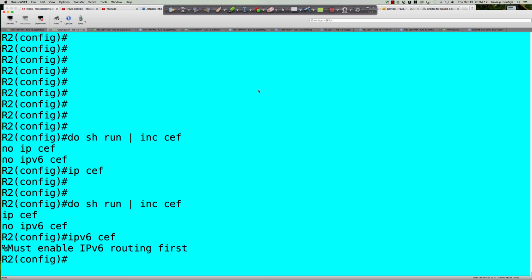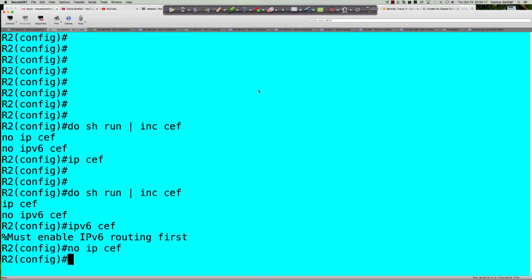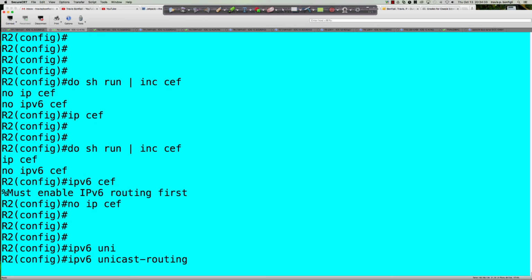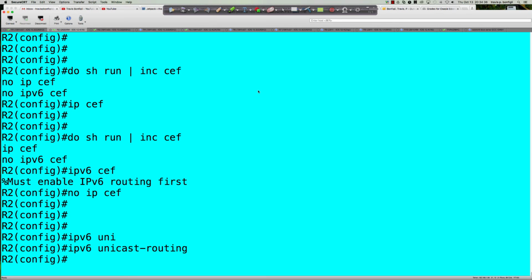So if I was to say IPv6 CEF and hit enter, it tells me right up front, you must enable IPv6 routing first. In fact, I'm going to say no IP CEF, because this is another requirement of CEF with IPv6. So I say no IP CEF. So again, we have no CEF enabled for IPv4 or IPv6. So when I come back and I say IPv6 unicast routing, we'll take care of the first requirement that says we must have unicast routing enabled first. Well, we meet that requirement now.